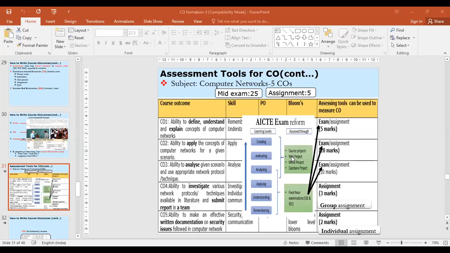In a theory exam, you cannot do investigation. Whenever you want to do investigation, like PO4, you have to take a large number of samples, then you have to do investigation. Within 30 minutes, what investigation will you do, sir? That's not possible. It's not advisable also.